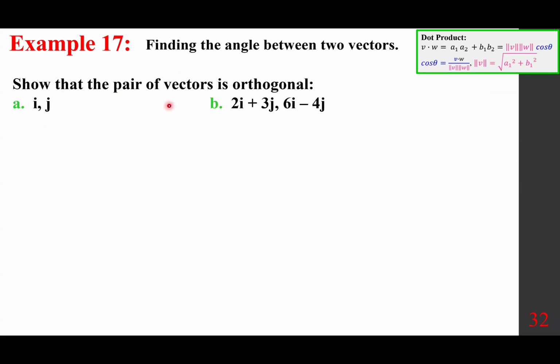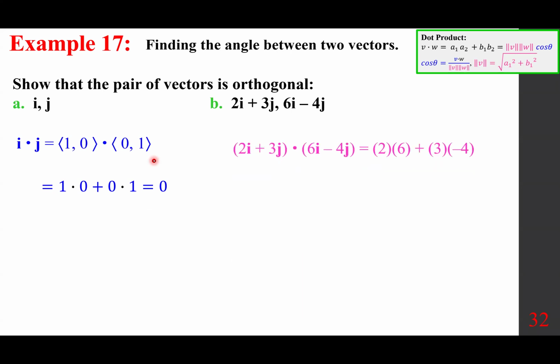Show that the pair of vectors is orthogonal. So all you have to do is multiply, do the dot product. You know i is (1, 0), and j is (0, 1). So 1 times 0, 0 times 1, they add up to 0, and that's a proof. We do the same thing here. We multiply, and that means 2 times 6, 3 times negative 4. This is 12, this is negative 12. They add up to 0. That's a proof. So how do you prove a pair of vectors are orthogonal? Their dot product must be 0.